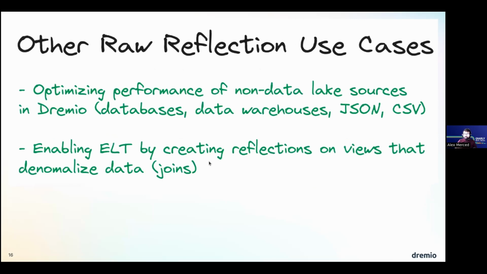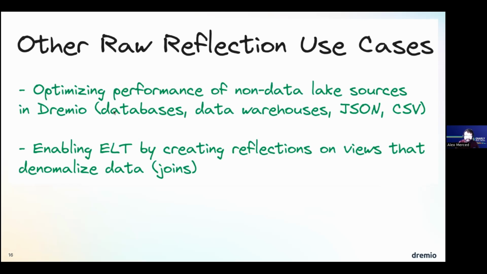Now, other use cases you have for these raw reflections, where you're basically creating that physical Iceberg representation of the raw data, could be optimizing non-data lake sources. So for example, you might be connecting a Postgres database to Dremio, or Snowflake to Dremio, or using JSON and CSV files. Now for databases and data warehouses, queries are going to get pushed down, which may not be a behavior you want to be seeing, because if this Postgres database is my transactional database for my application, I don't want a bunch of queries from Dremio clouding up the compute for my transactional application. Or my JSON and CSV files are just generally not going to be as performant as something like Parquet.